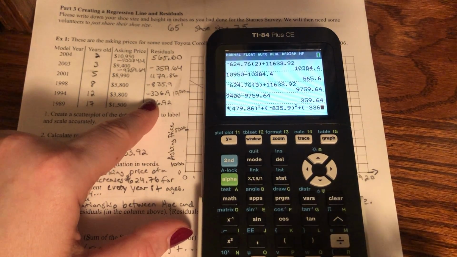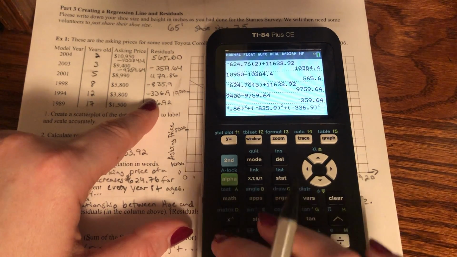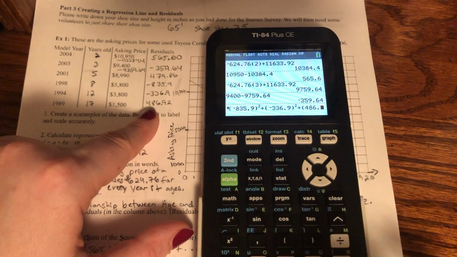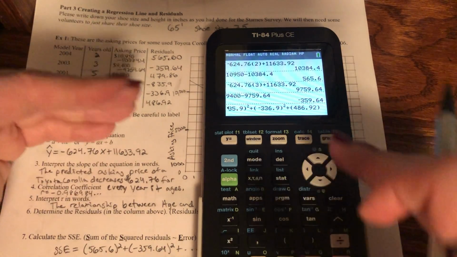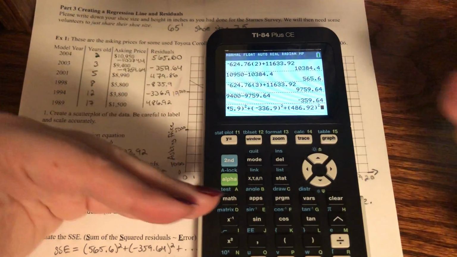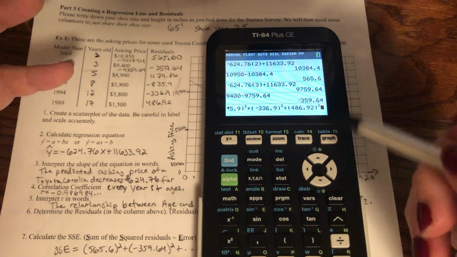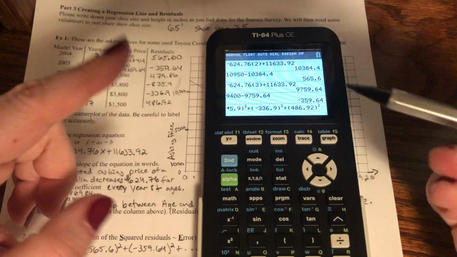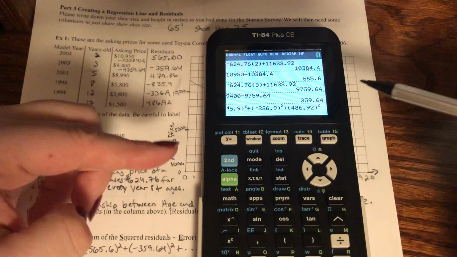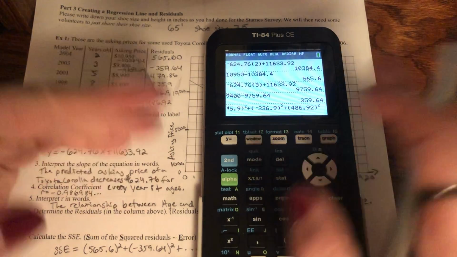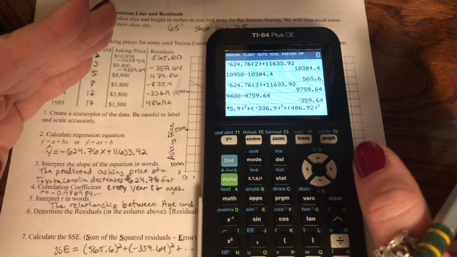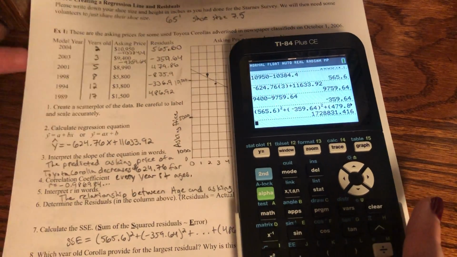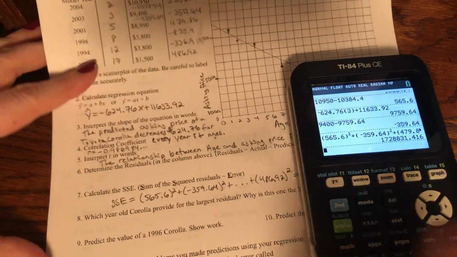We have 336.9 squared plus 486.92. And notice that I just went ahead and put parentheses around all of the numbers before I squared them. If you get in the habit of putting the parentheses around all the numbers before you square them, then you don't forget to do it on the negatives because you're just doing it to all of them. It eliminates a very common mistake. All right, hit enter. And this is the sum of my squared residuals.